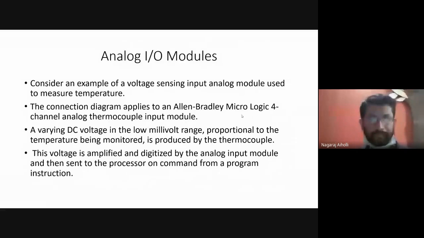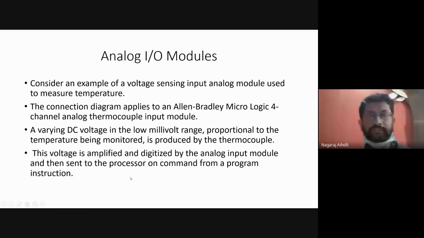Okay, so I am receiving that voltage from the thermocouple, and whatever voltage is obtained, I can utilize for some other blocks, or transmit to whichever blocks I require. A varying DC voltage in the low millivolt range, proportional to the temperature being monitored, is produced.